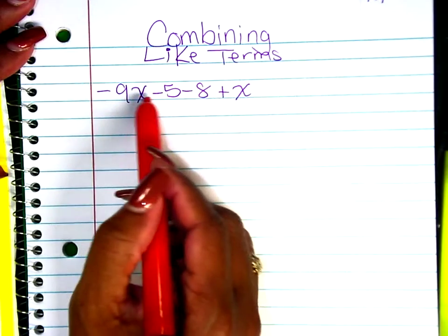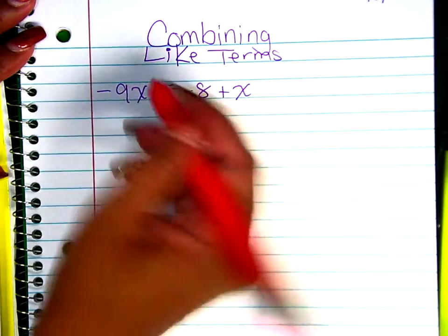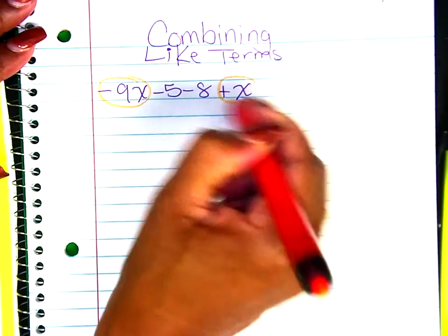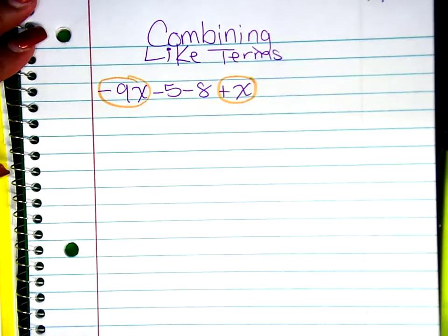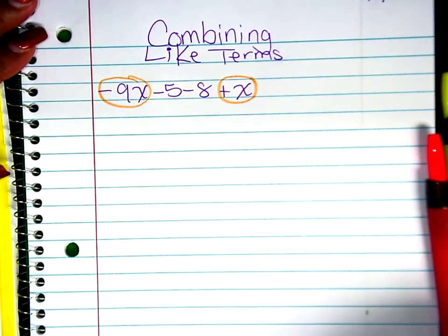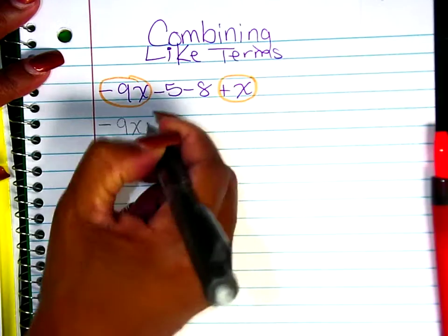Here, if you notice, as of now, since it's not in simplest form, we have 4 terms. Our first term is an x term. Then our last term is an x term. Those are like terms. I'm going to rewrite those like terms beside each other. So I'll rewrite negative 9x plus x.